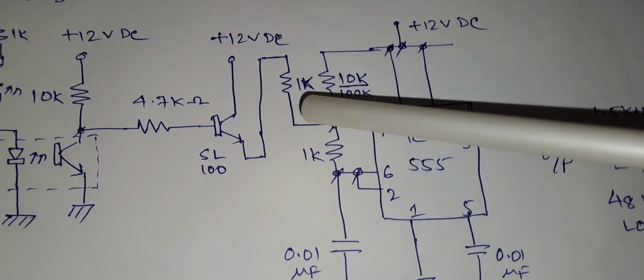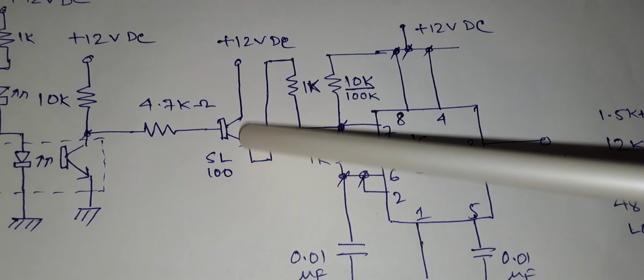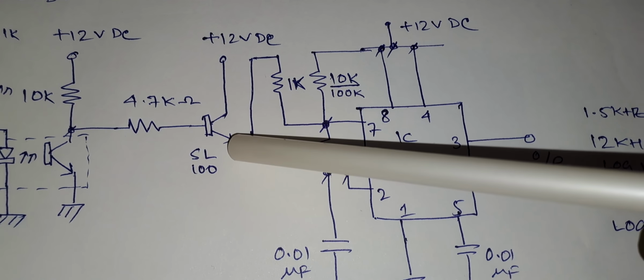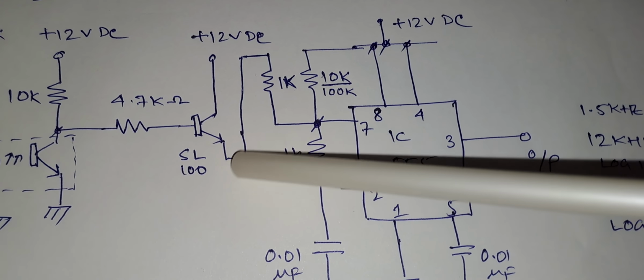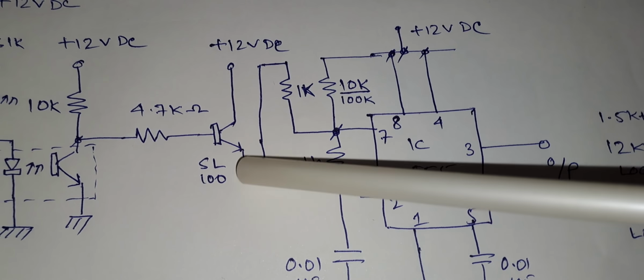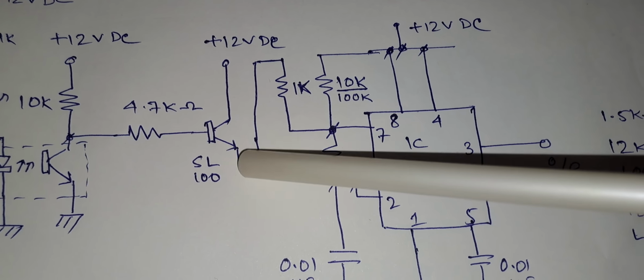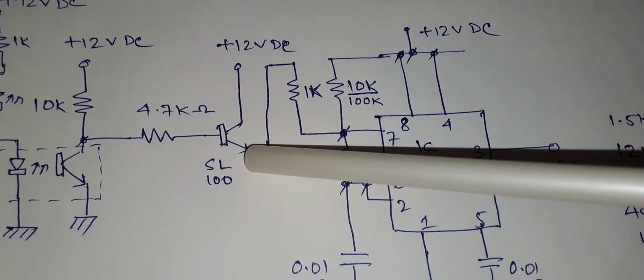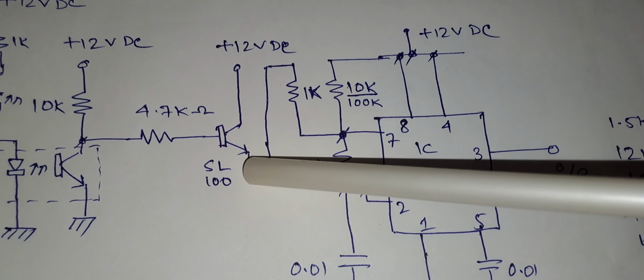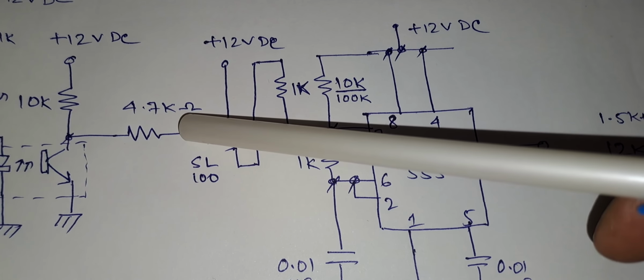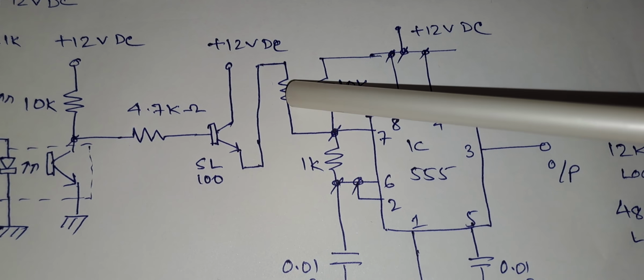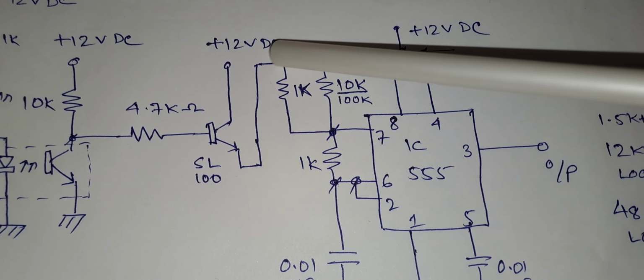The circuit is an emitter follower. Here you can see the resistance is connected to the emitter of the SL100 transistor. So this is an emitter follower. Let us look into the theory. As per the theory, whenever any resistance is connected here, whatever logic comes here, it will follow here. So this is an emitter follower.